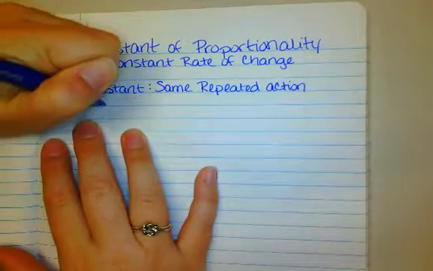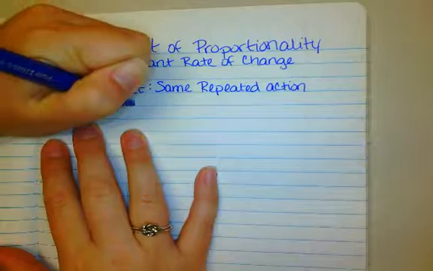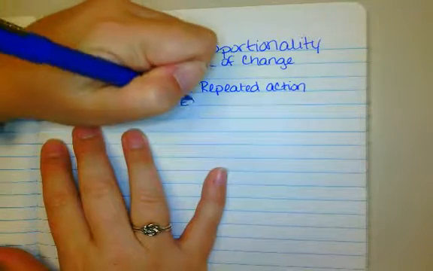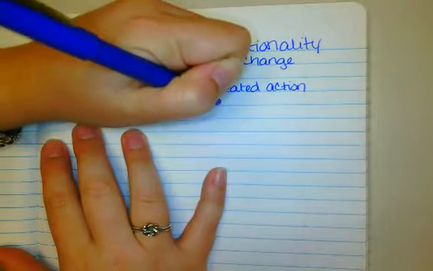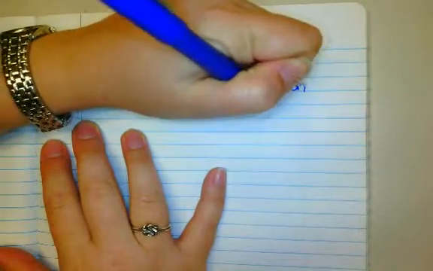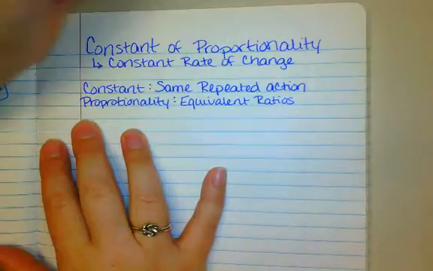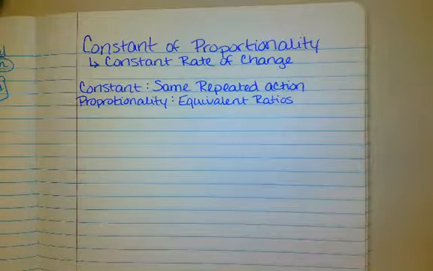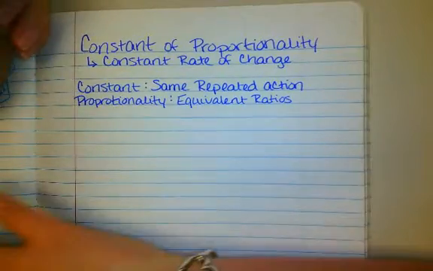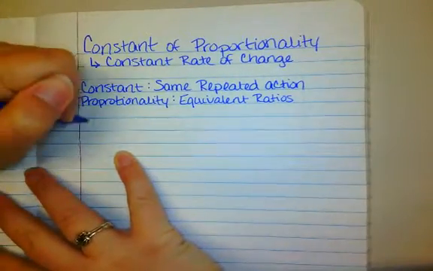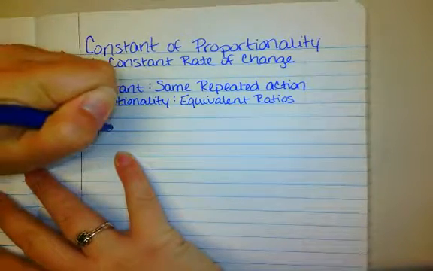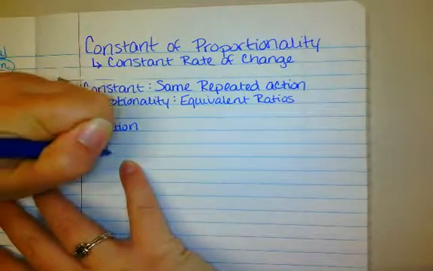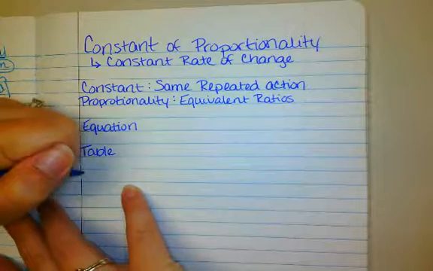And proportionality we're going to show with equivalent ratios. So when we are comparing two things and they are being compared at the same rate, we show constant of proportionality in three different forms. We're going to use an equation, we're going to use a table, and we also will see a graph.